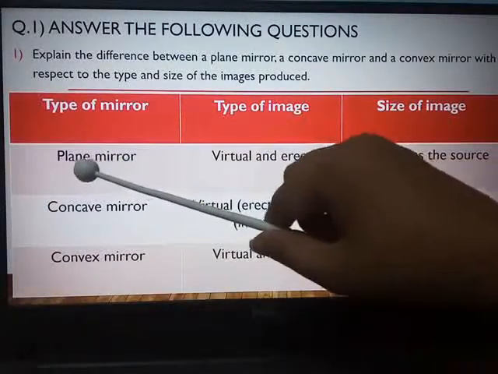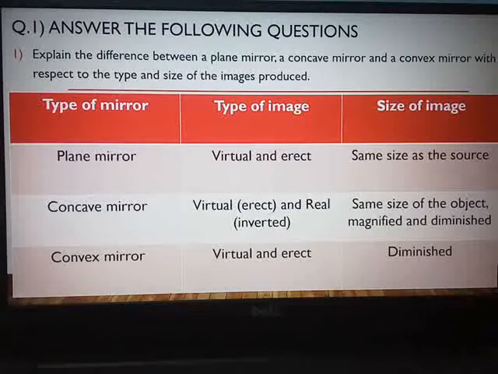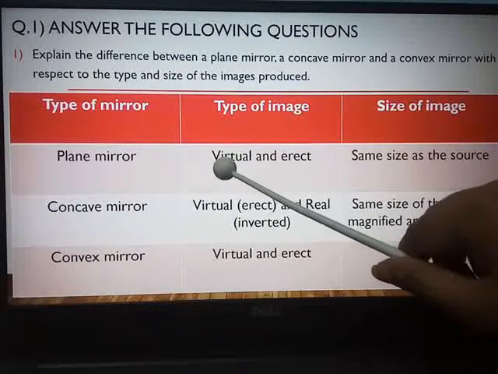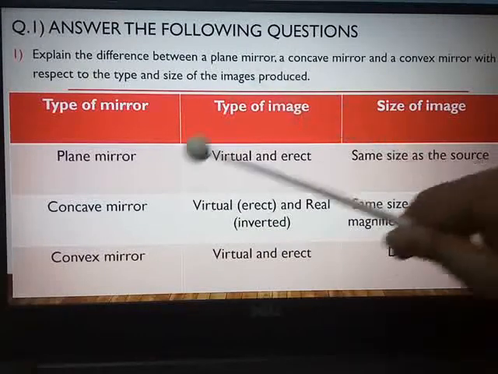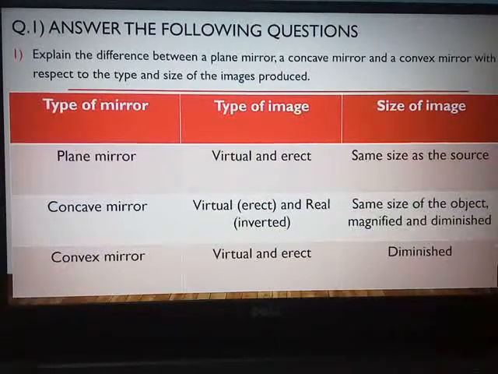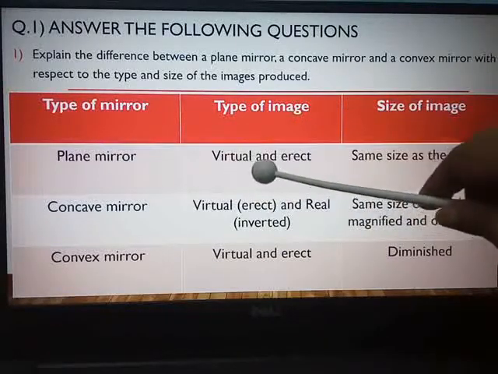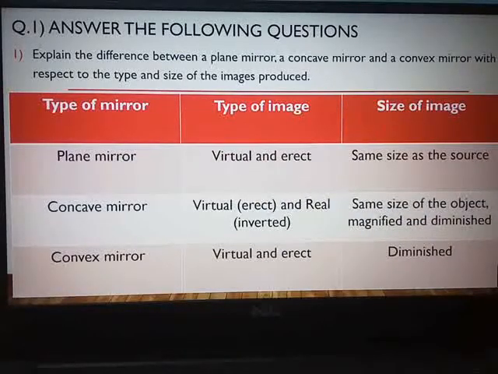You all know that in the case of a plane mirror, the image which is formed is always virtual and erect. So you are going to write here in the type of image for plane mirror, virtual and erect. Size of the image, the size is the same as that of the source. For plane mirror, the type of image is virtual and erect. Size of the image is the same size as the source.